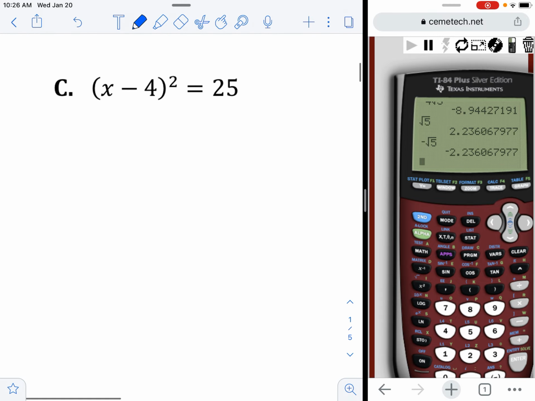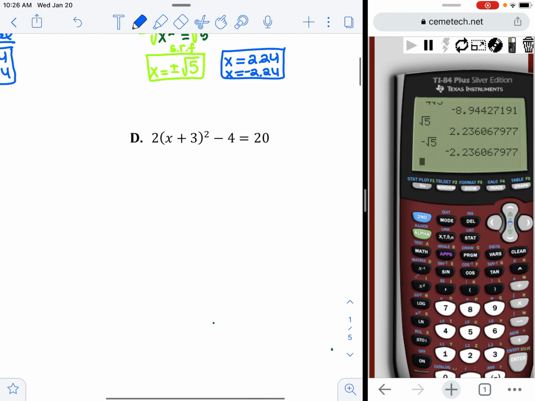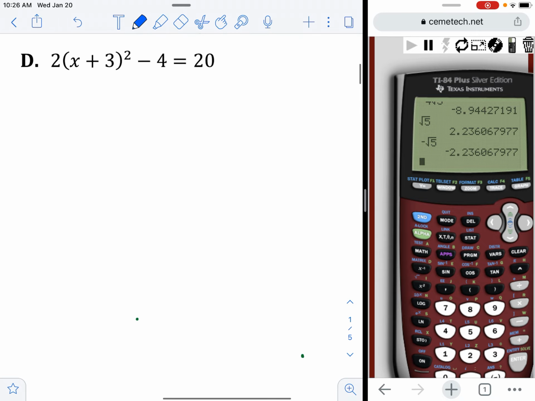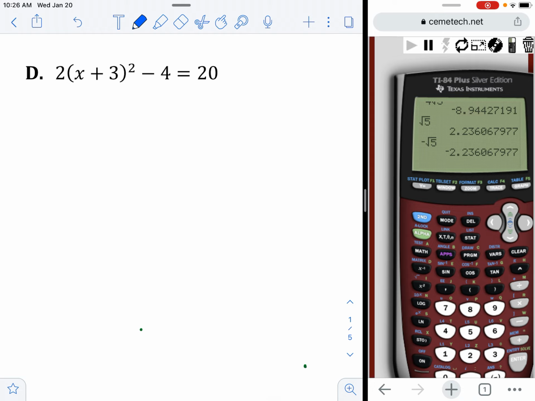Okay, let's move on to C. So actually, let's do D next, okay? Because I feel like C is easier than D, and if we can do D, we can definitely do C. Okay, so here's my square. It is on this x plus 3 quantity squared, so I cannot square root until that's by itself. So I want you to realize this is something right here, and I need to get it by itself. So if it was an x, everyone would say add 4, divided by 2. So if I want to get that by itself, I'm going to add 4 first to both sides.